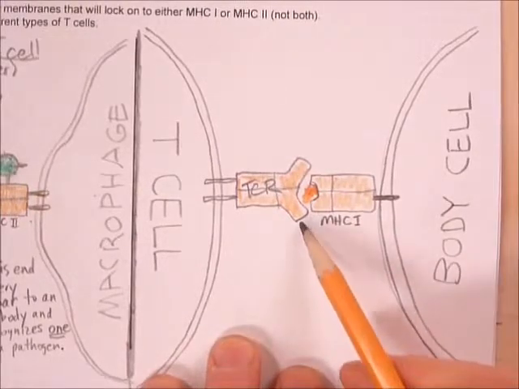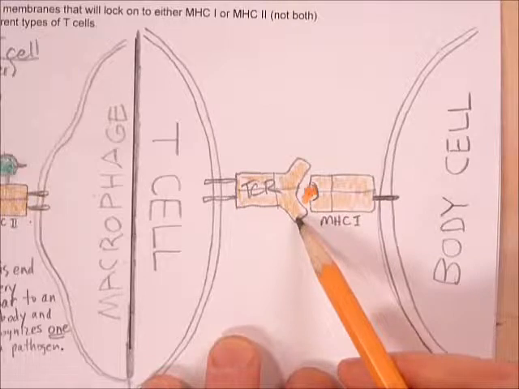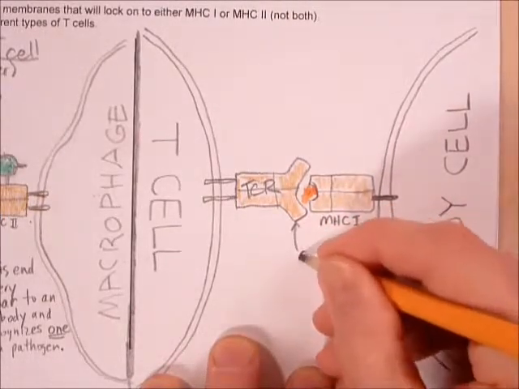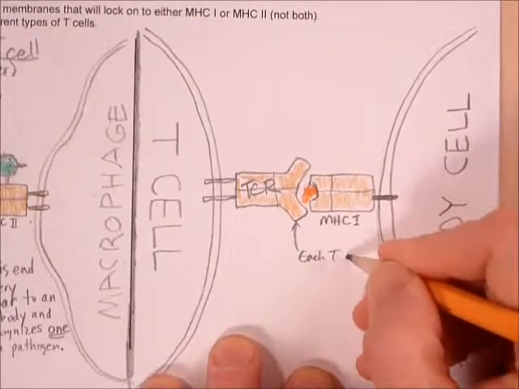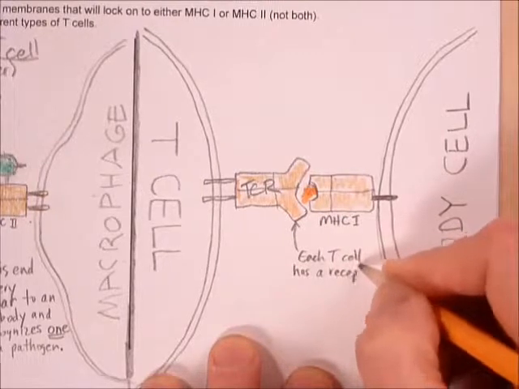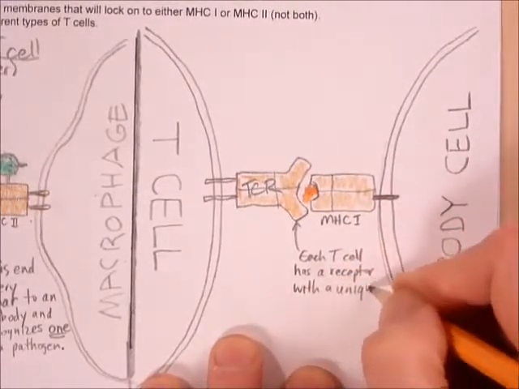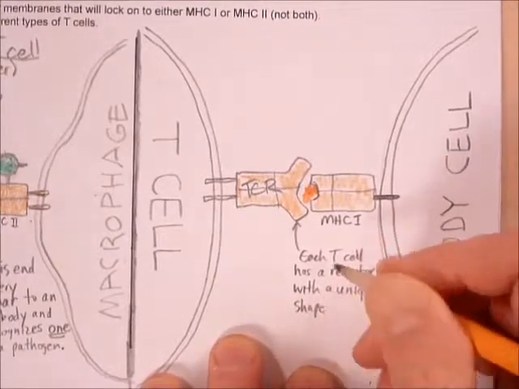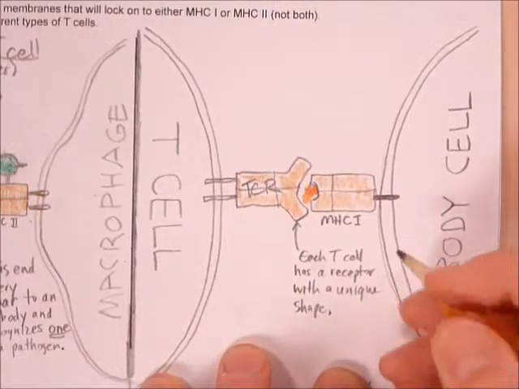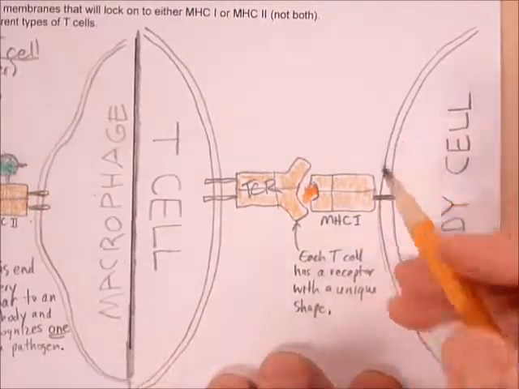Okay, same thing. This end is very similar to the antibodies. If you put another note, we can put another one. Each T cell has a receptor with a unique shape. Okay, and that's similar to the antibodies. I'll leave that. We'll add another note in a minute.